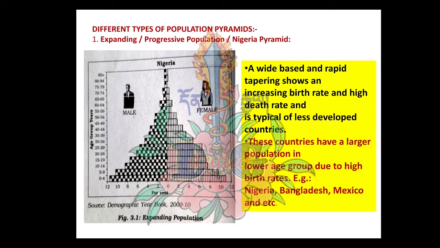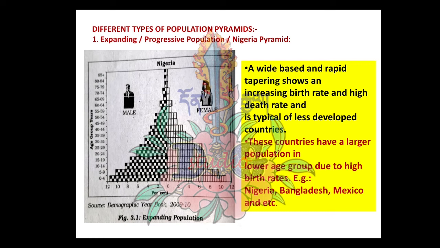So a wide base and rapid tapering shows a high birth rate and a high death rate. It is typical of less developed countries. If you look at the bar diagram, the base is wide for both male and female, which means a high birth rate. And if we look at the 80 plus age group, it is very narrow. So it is a wide base and the tapering is very rapid.